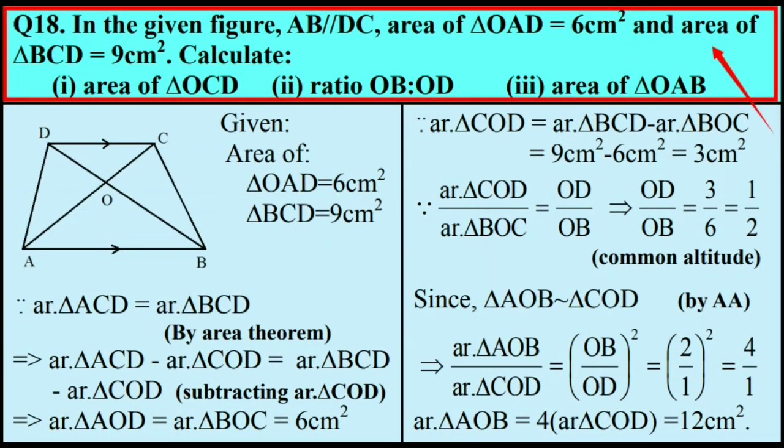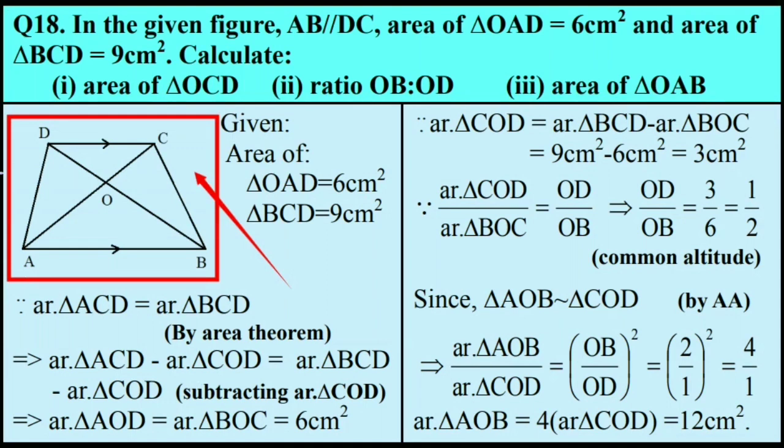Here is another common question on similarity. Question number 18. It says, in the given figure, AB is parallel to DC. Area of triangle OAD given 6 cm square, and the area of triangle BCD given 9 cm square. Calculate number 1, the area of triangle OCD, number 2, the ratio OB is to OD, and number 3, the area of triangle OAB. Observe the diagram.